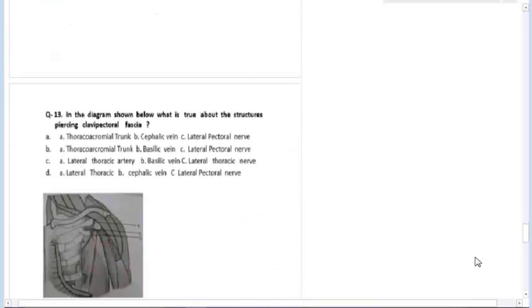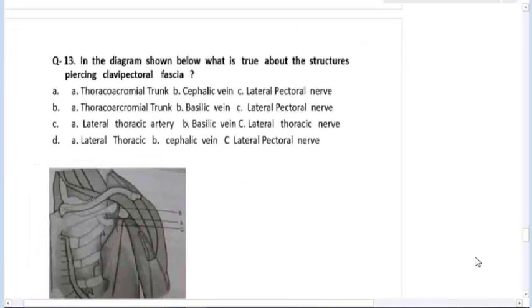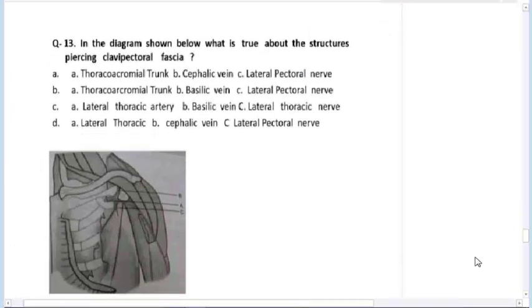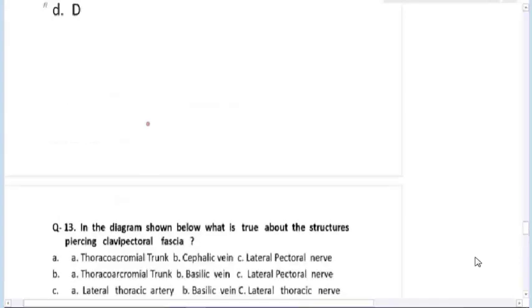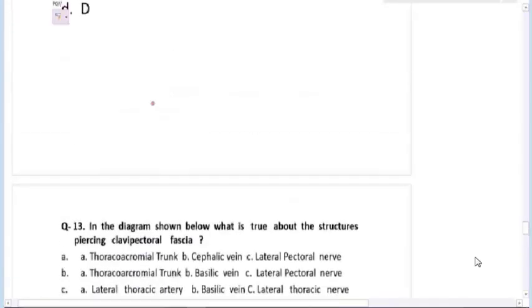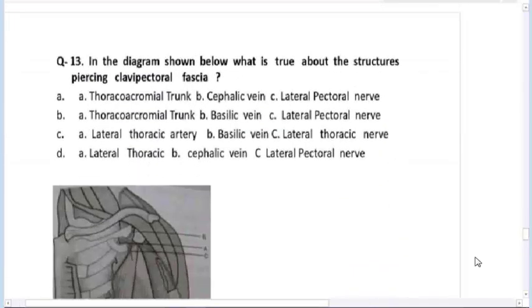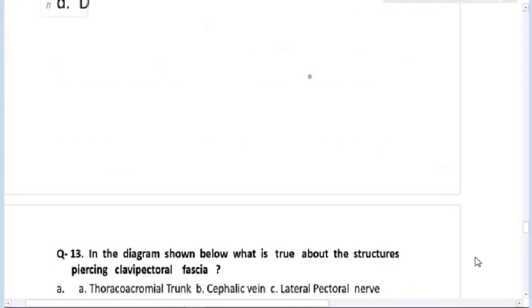Next question is, in the diagram shown below, what is true about the structures piercing the clavipectoral fascia? A choice: thoracoacromial trunk, cephalic vein, lateral pectoral nerve. B choice: thoracoacromial trunk, basilic vein, lateral pectoral nerve. C choice: lateral thoracic artery, basilic vein, lateral thoracic nerve. D choice: lateral thoracic artery, cephalic vein, and lateral pectoral nerve.